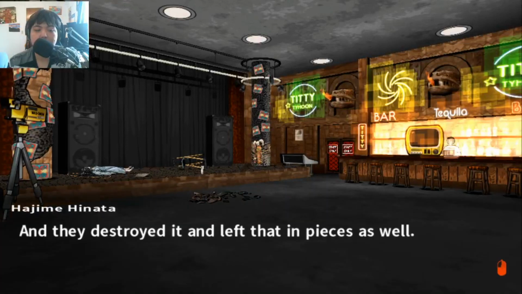And they destroyed it and left that in pieces as well. I see. So when Hajime saw Ibuki's body, only the monitor was destroyed. By the time they came back and saw Hiyoko's body, the monitor and the camera itself were destroyed as well. So one thing for sure, where did it come from exactly? It wasn't the music venue itself.